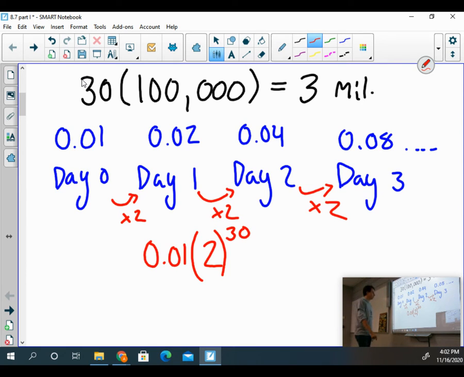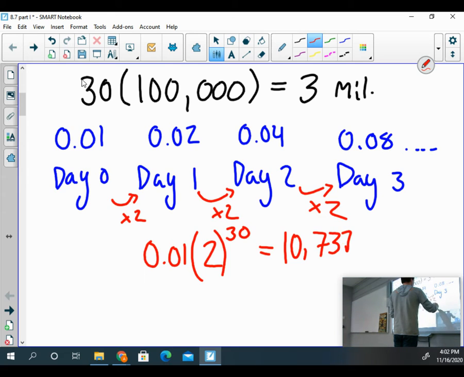Which some of you might have done. In summary, what you can do is we can take our initial amount of 0.01 and multiply it by 2 30 times. But the easier way of writing that, instead of just writing times 2 times 2 times 2, is times 2 to the 30th power. When you do this, and let me check my work here, what you end up with is $10 million, $10,737,418.24.